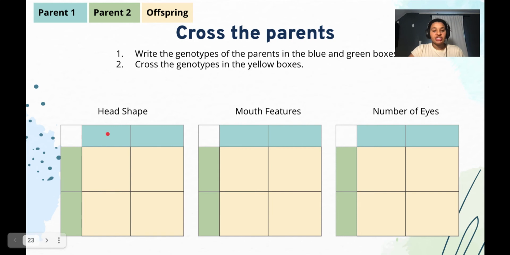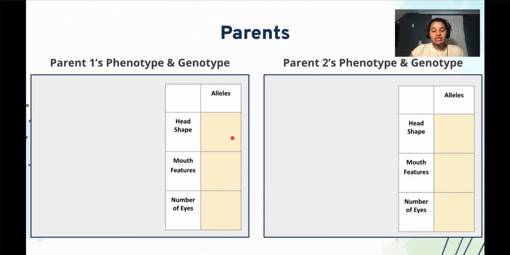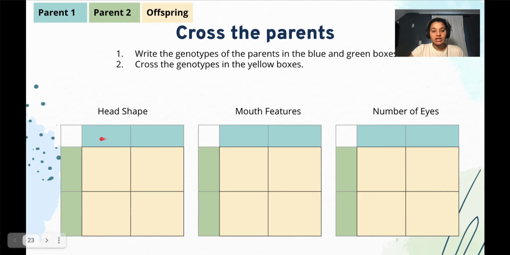So parent 1's genotype is going to go in the top box. As you can see, you're only going to do one feature at a time. So this entire Punnett square is only for the head shape genotypes. The second box is only for the mouth features genotypes. And the last box is for the number of eyes genotypes. So you're going to take the information from this slide, the alleles for head shape, and you're going to put them into these boxes. One allele in each box. So put big H, little h.